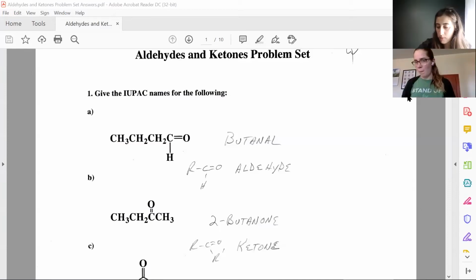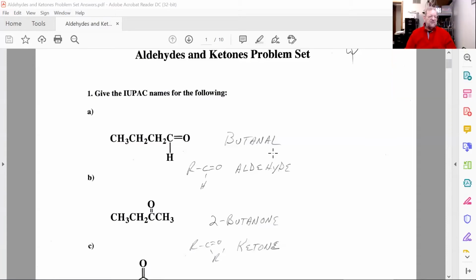And just to be sure, thumbs up, people. Do you see aldehydes and ketones? Thank you. All right, let's take a look at it.